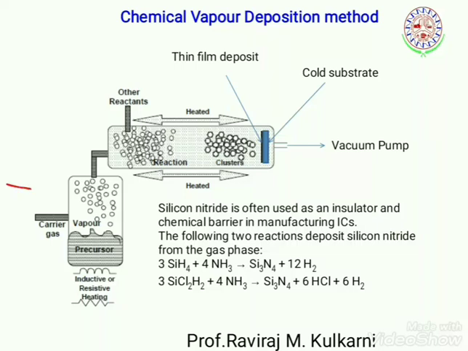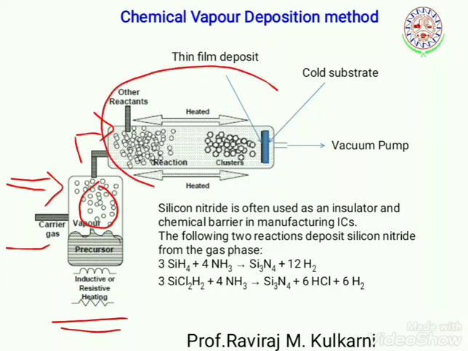Here a carrier gas is used. Usually we use an inert gas. Here we use precursors. If the precursor is volatile, you don't have to heat it. If it is not volatile, then you require heating, so inductive heating or resistive heating is done, so that the carrier gas takes the vapors of precursor molecules to this chamber, the CVD chamber.